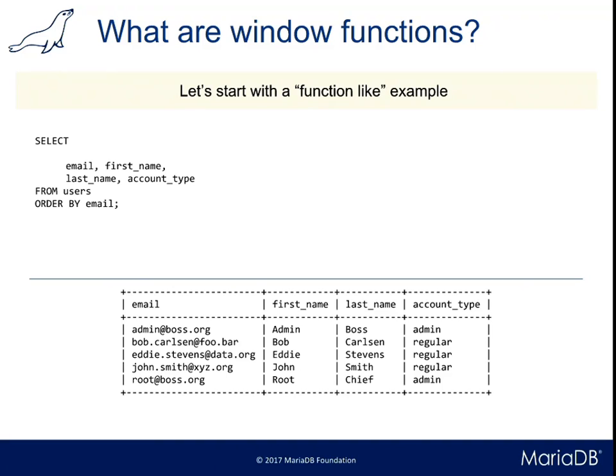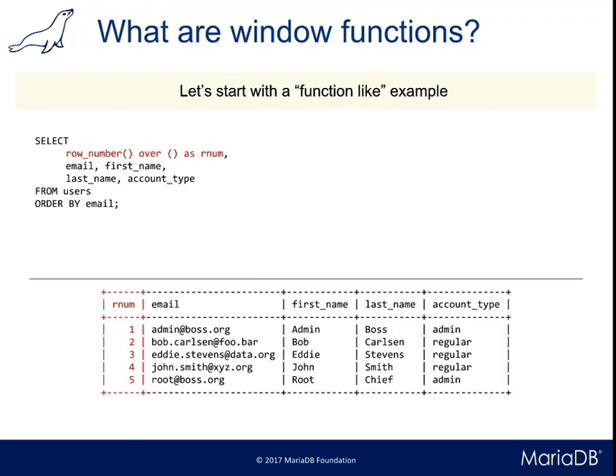I'm going to start with a simple example of a window function which behaves more like a regular function. You have this table here with users. They have an email, first name, last name, and we separate them into admins or regular users. ROW_NUMBER is a window function. You cannot have it as a regular function, so you need to use the OVER clause. And what it does is it just outputs a continuously increasing number as you go through the rows.